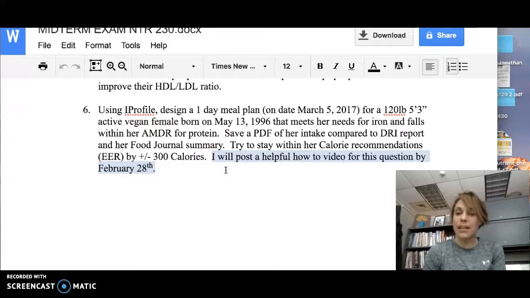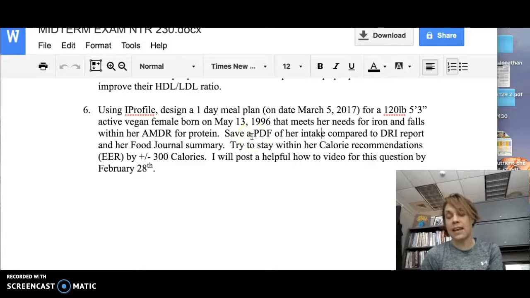So if anybody has any questions about this one, what you're just going to do is create this profile for this person. And then you want to make sure that she's on a vegan diet, so she doesn't have any animal sources of protein, and that she stays within her intake compared to DRI in terms of calorie recommendations, and that she gets enough iron. So just let me know what you think about this question. If you have any further questions about this, just let me know.